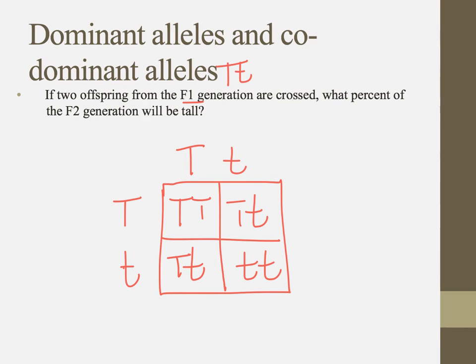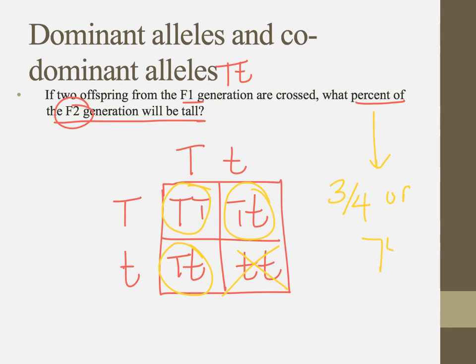And now I can answer the question: what percent of the F2 generation will be tall? Well, tall is dominant, so this one's going to be tall, this one's going to be tall, this one's going to be tall, not this one, that has two short alleles. So to answer the question, what percent is going to be tall? That would be 3 out of 4 offspring, or 75%.